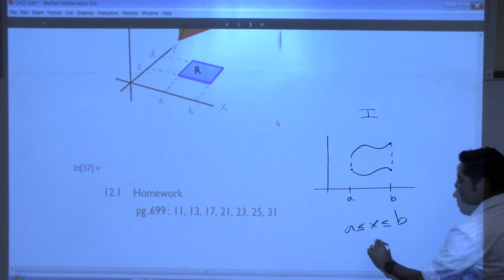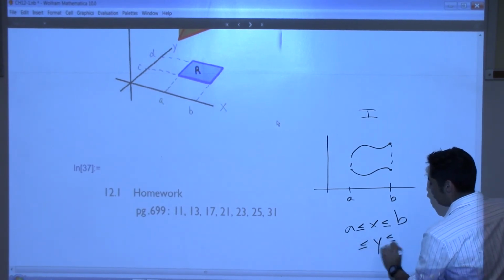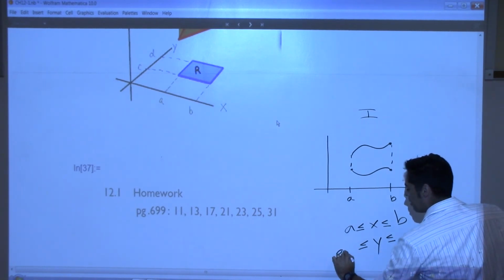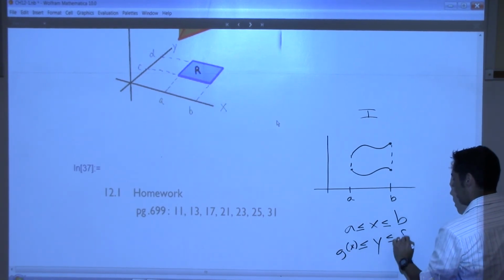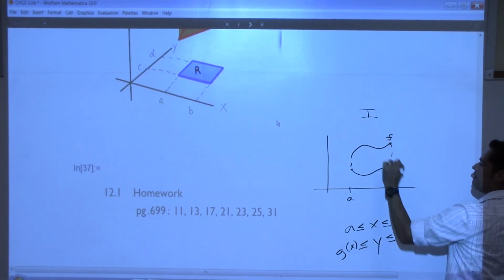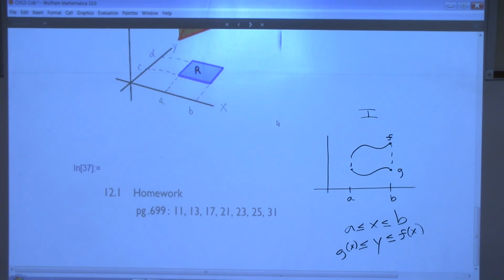But your y's are between what? Two functions of x. So some function of x here and some function of x here. So this will be like f and this will be g. How do you think that changes your double integral?